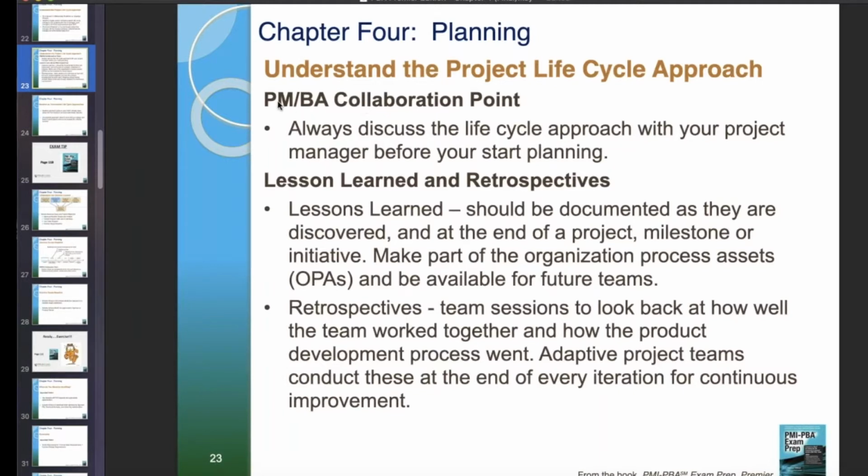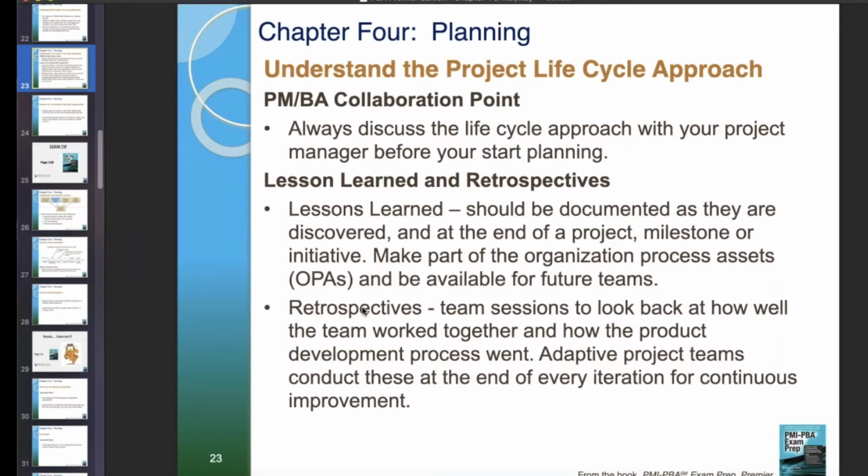Understanding the approach from a collaboration standpoint for the PM and analyst, always discuss the lifecycle approach with the PM before you start planning. Lessons learned and retrospectives. Lessons learned, my agile people know that one right off. Lessons learned should be documented as they are discovered, and at the end of the project, milestone or initiative. Make them part of the organizational process assets, OPAs, and be available for future teams. Organizational assets would be like lessons learned. That's an asset that we could use.